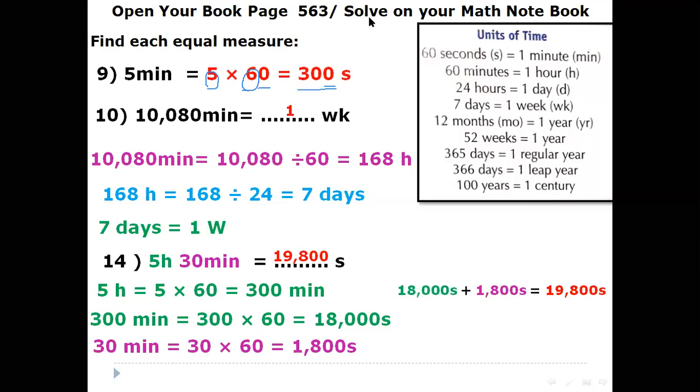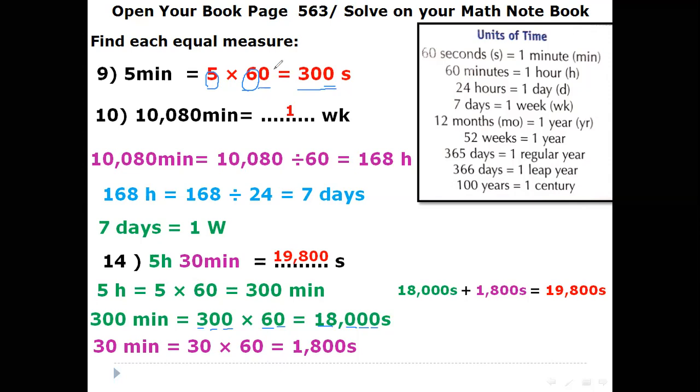So look what happens when we multiply them. 3 times 6 is 18, and there are 1, 2, 3 zeros. We put the 1, 2, 3 zeros out. So we have 18,000 seconds in the 5 hours, but we still have a part of 30 minutes.